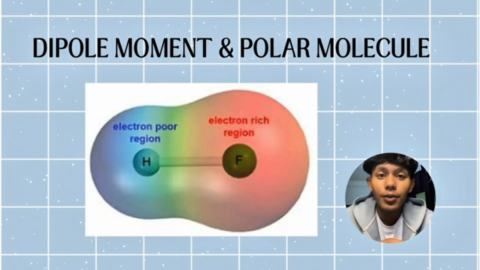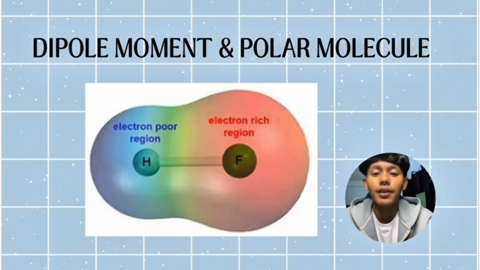This image shows a dipole moment in a polar molecule, using hydrogen fluoride as an example. Fluorine is more electronegative than hydrogen, so it pulls the shared electrons closer to itself. As a result, the fluorine side becomes electron-rich and slightly negative, while the hydrogen side becomes electron-poor and slightly positive. This uneven distribution of charge creates a dipole, which makes the molecule polar.